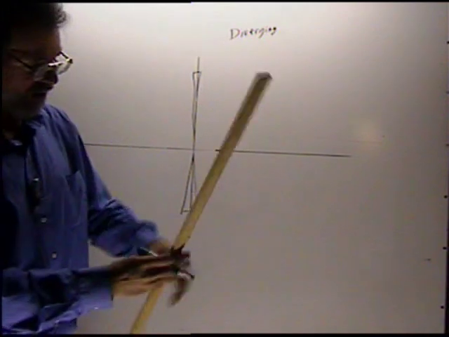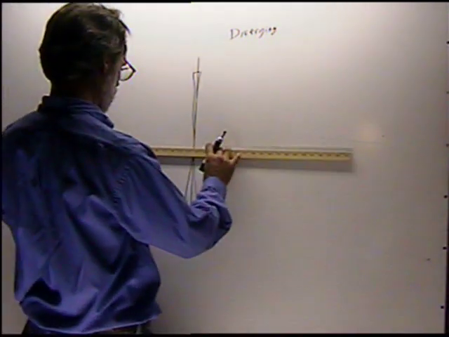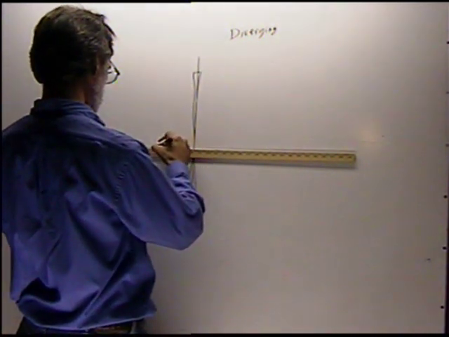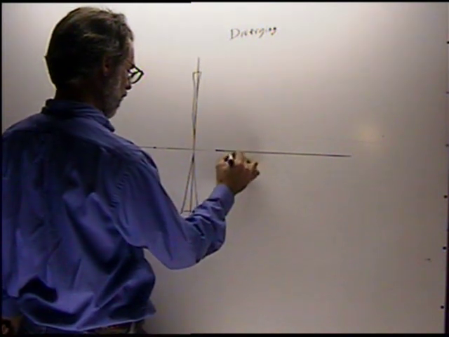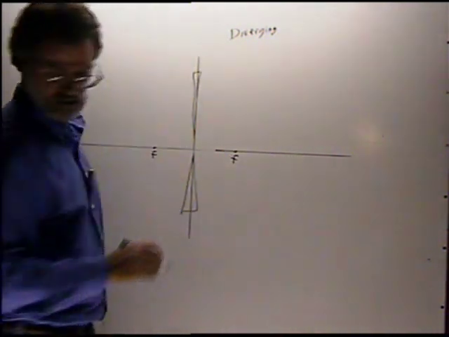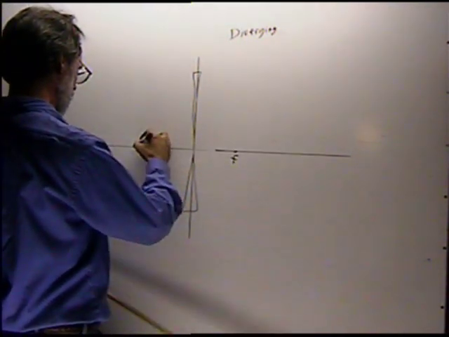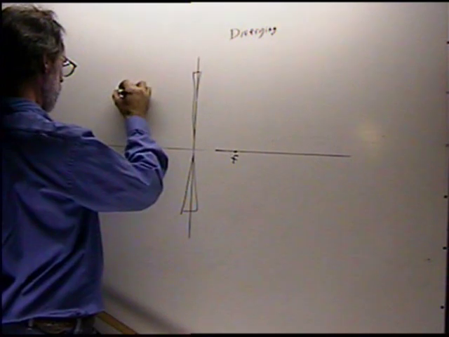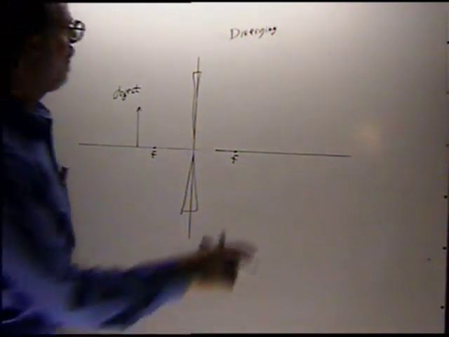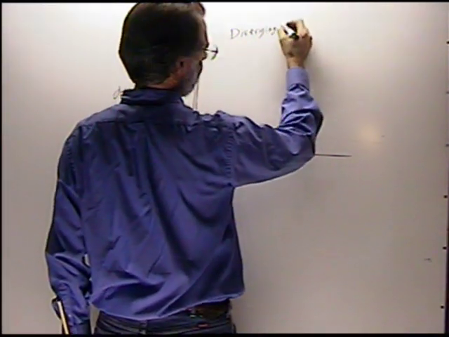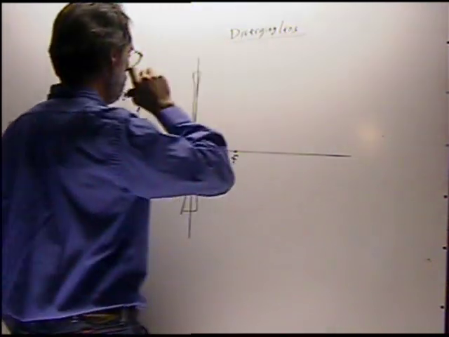And the focal length is 5 centimeters on either side. Here's the focal length. Here's the focal length. And the object is 2 centimeters away. So here's the object. Okay, so this is what we call a diverging or we could call it a concave lens, but it's called a diverging lens.